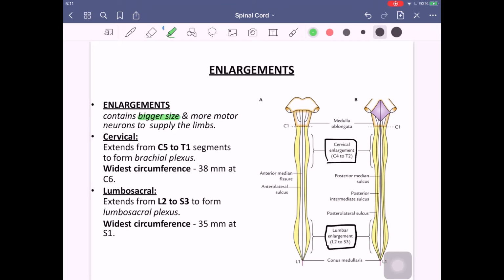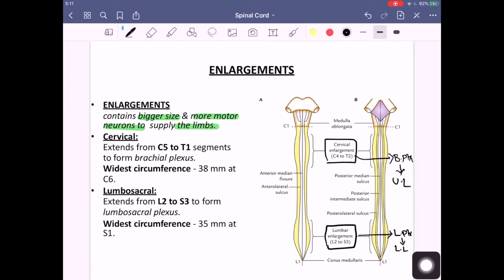Now why are there enlargements? Why is it flattened out in between? It is because they contain bigger size neurons and more number of neurons, more number of motor neurons. And why do they have more number of neurons and bigger size of neurons? Because this area supplies your limb. For example, your cervical will form your brachial plexus, which is a nerve plexus to supply your upper limb. Similarly, your lumbar is responsible for your lumbar plexus, lumbosacral, and they are responsible for supply of your lower limb.